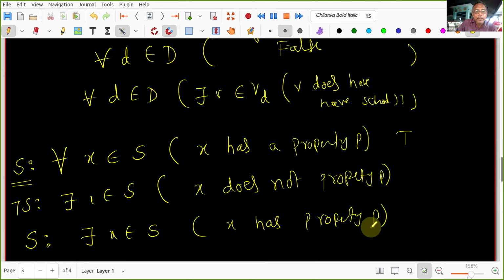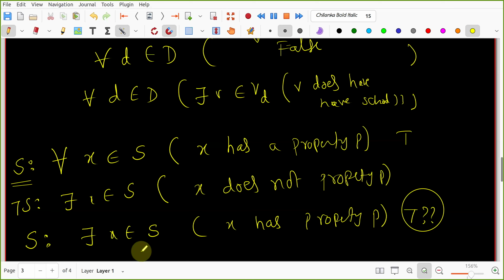There exists an X. X has a property P. When does it become true? This is the question to you. If only one particular X... for example, I asked that there is a student in this class who is from Delhi, right? So if I am able to find one person from Delhi, I'm done, right? I'll ask one person. If that person is not from Delhi, I'll ask another person. If I found one person is from Delhi, I'm done. I'm not asking other people. Whenever I found one person, I'm happy. This is true, at least one person is there, right? More are there or not, I will not care.